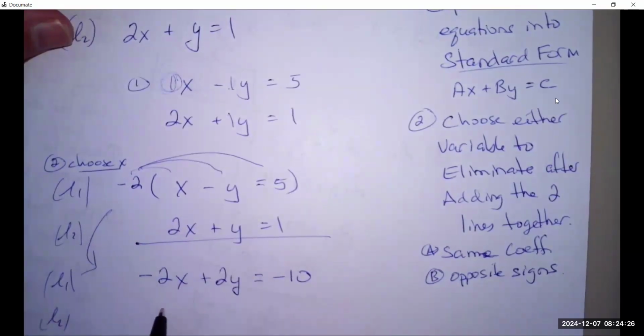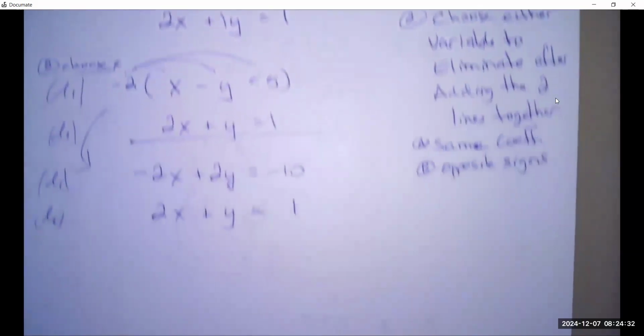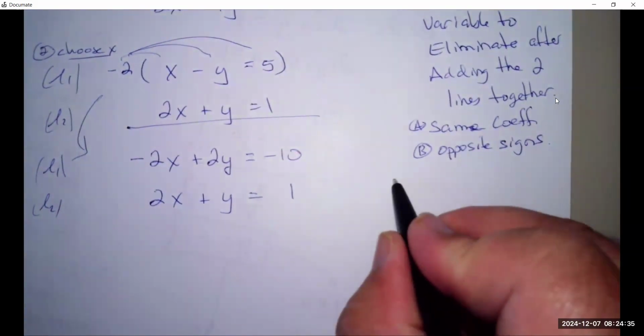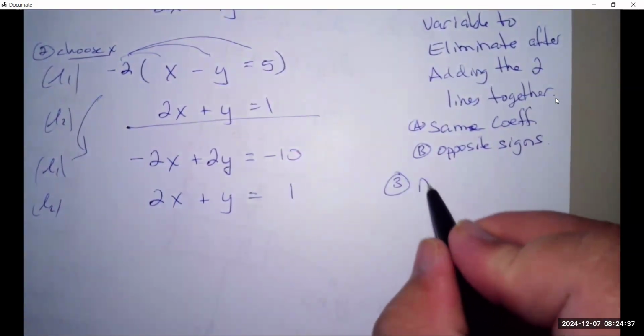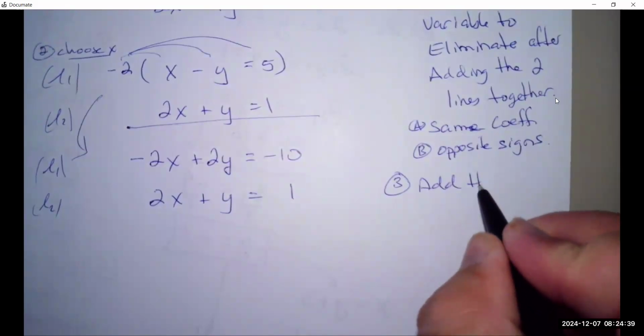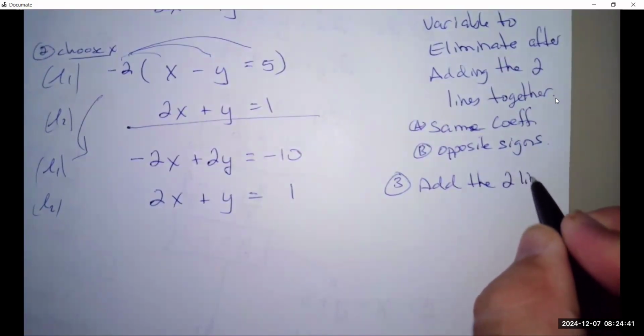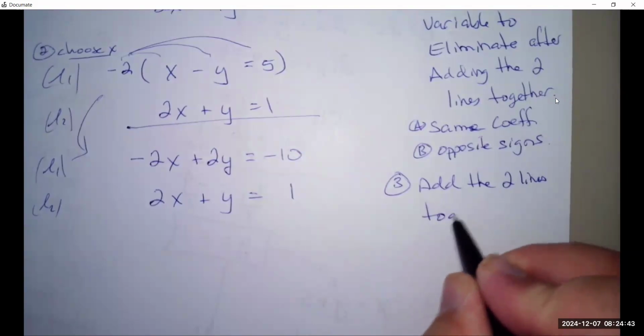And leave the second line alone: 2X plus Y equals 1. Third step: add the two lines together.